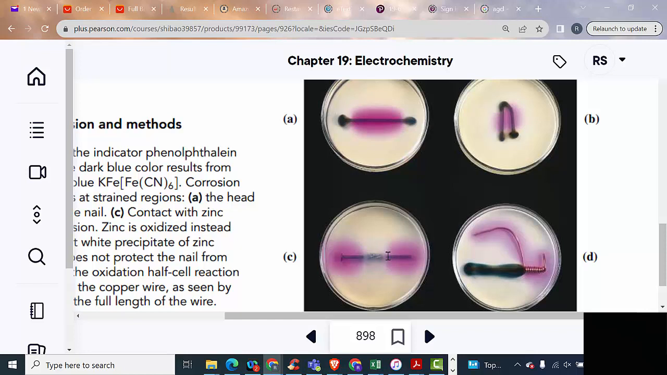This type of protection, galvanized nails, is called a sacrificial anode. We don't care about this anode, the zinc anode, because it's not structural. And zinc is not so expensive. Zinc is pretty cheap. And so we're just going to sacrifice the zinc here.